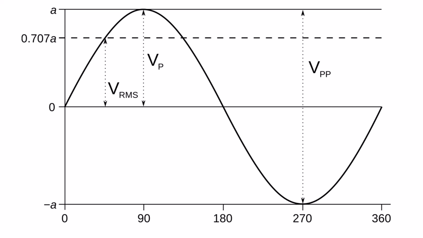Now, if you wanted to run, say, a circuit off of alternating current instead of direct current, since the voltage value is changing and the current is increasing and decreasing through that circuit, it's not going to stay at the same value all the time.